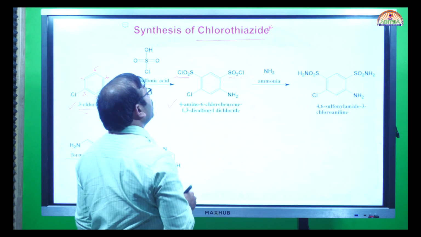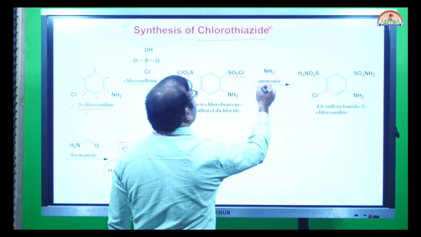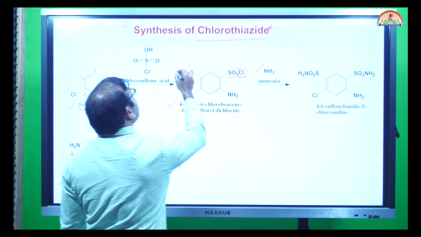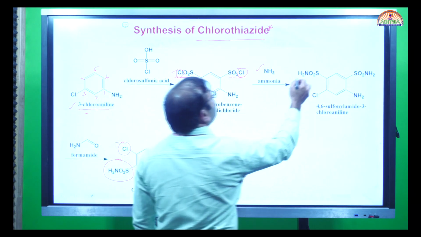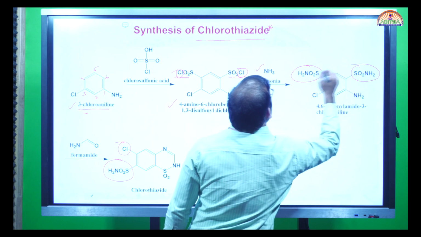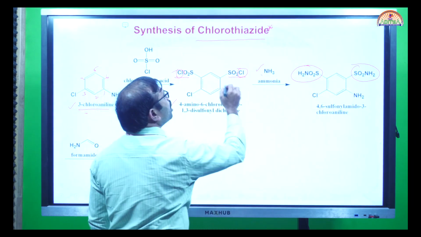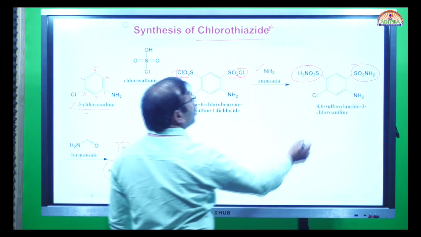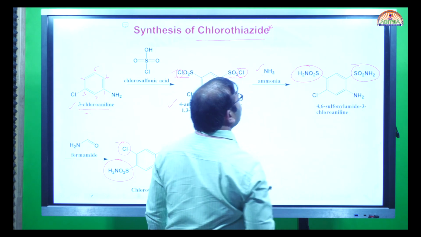Okay, and when you react this derivative with ammonia gas, the chlorine substitution is now replaced by the ammonia substitution, and it gives the sulfonamide substitution at the 4th and 6th positions. We get both sulfonamides. The chlorine undergoes nucleophilic substitution with the ammonia molecule. It will give sulfonamide and sulfonamide. Now the 4,6-disulfonamido 3-chloroaniline is obtained as the derivative.